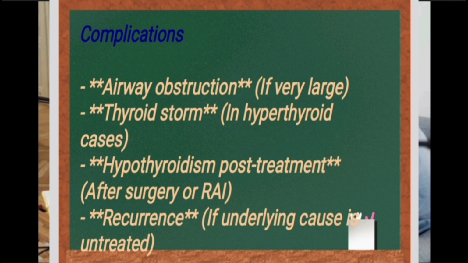Another critical one, linked to untreated or poorly managed hyperthyroidism, often toxic goiter, is thyroid storm. It's a sudden, severe worsening of hyperthyroid symptoms, very dangerous, requires emergency treatment. Okay, airway blockage, thyroid storm. What else? Well, looking after treatment, hypothyroidism is a very common outcome, especially after total thyroidectomy or radioactive iodine therapy. You then need lifelong thyroid hormone replacement. And finally, recurrence is possible if the underlying cause isn't fully managed, like if iodine deficiency persists or an autoimmune condition isn't controlled. That really highlights the need for proper management.